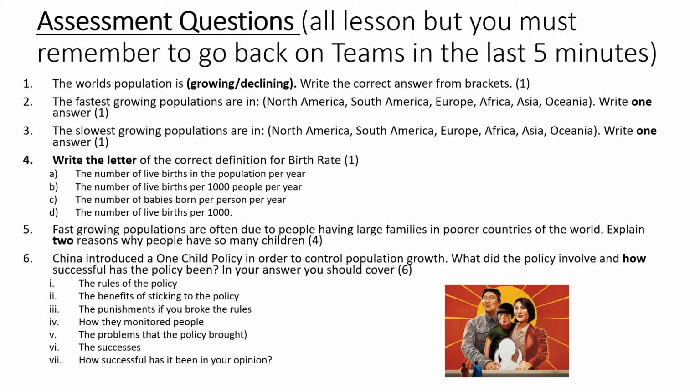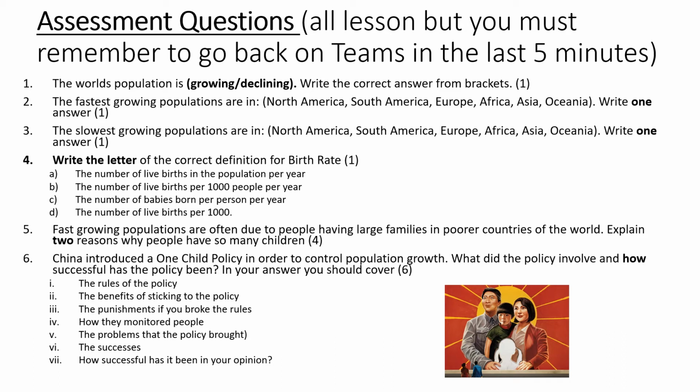Number 5, fast growing populations are often due to people having large families in poorer countries of the world. Explain 2 reasons why people have so many children. Now this question is worth 4 marks. So you're only being asked to give 2 reasons. Now if you give 2 reasons simply, you will get 2 marks. It does ask you to explain, so you need to give a reason and explain the reason to get full marks for it. Then you've got to give a second reason and explain it.